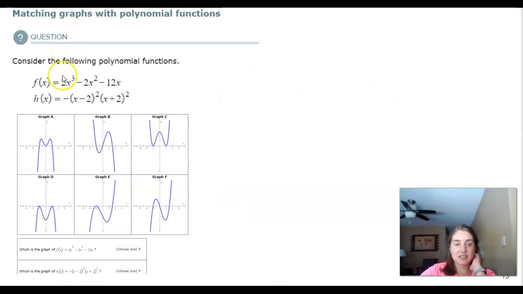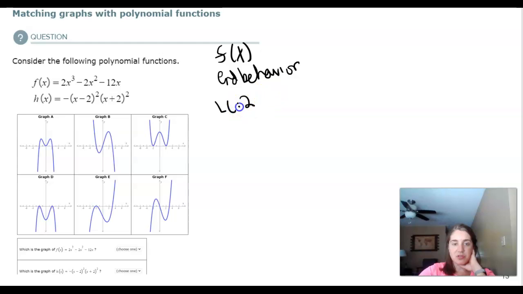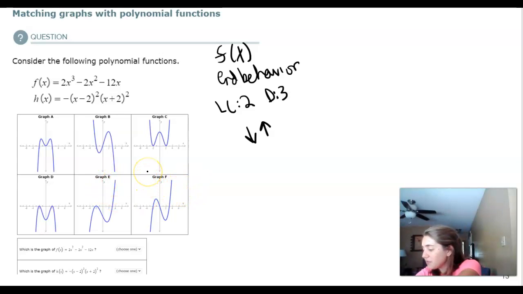Okay, this is the last type of problem we're gonna do. So I know that my end behavior is, I have a leading coefficient of 2. My degree is 3. So that means I'm going to go down, up. So that shows me it's E or F.